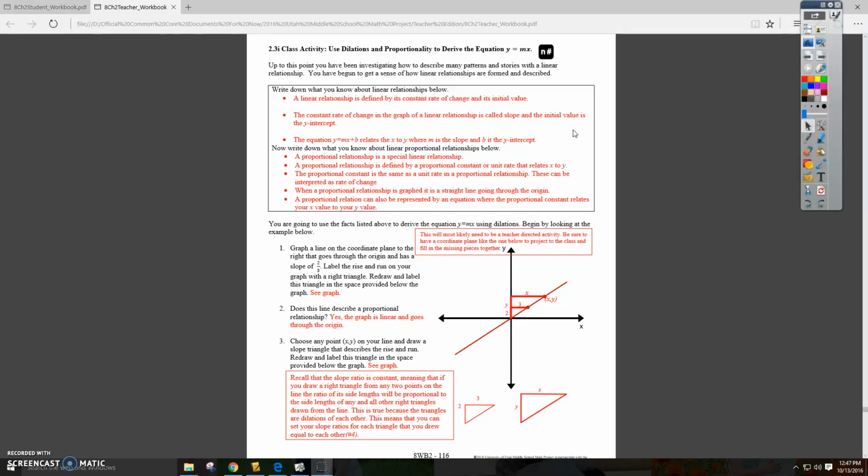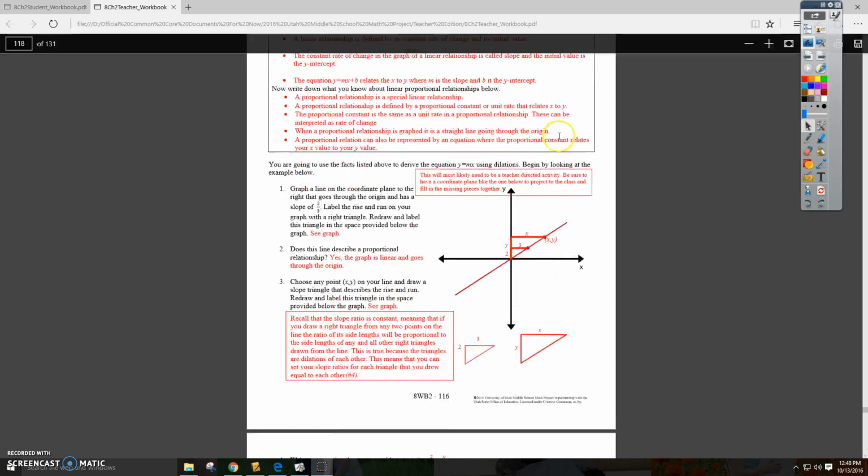And finally, we can create an equation that relates the x to the y value. And so that's what we're doing today. We're creating the y equals mx equation. Notice there's no b, there's no y-intercept, because that y-intercept is really 0. And so it goes through the origin, so you don't need to put it, just y equals mx.